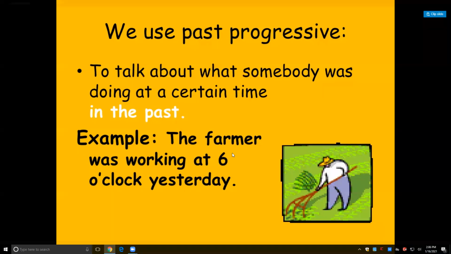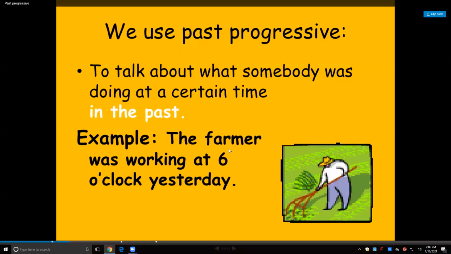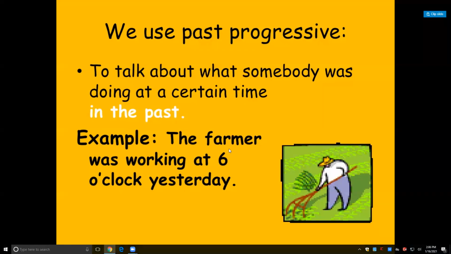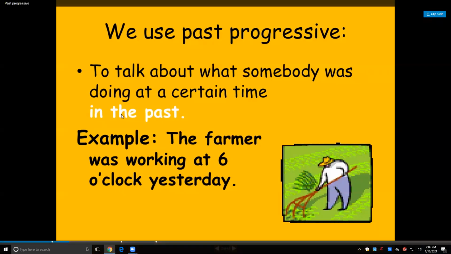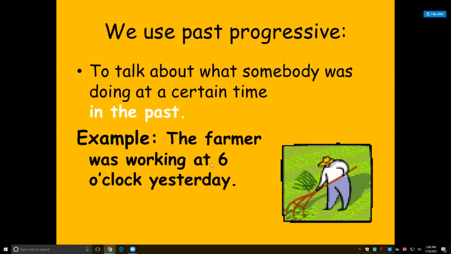The example is, the farmer was working at 6 o'clock yesterday. So this certain time in the past is also indicated here, and that is actually 6 o'clock yesterday. So what was the farmer doing at that particular time, at that certain time in the past at 6 o'clock? The farmer was working at 6 o'clock yesterday.